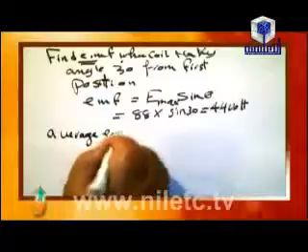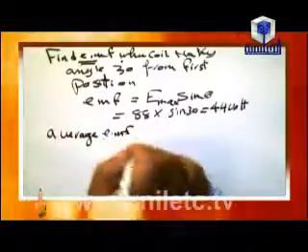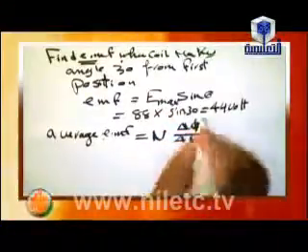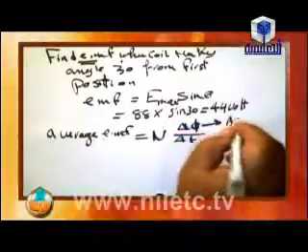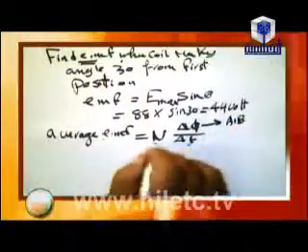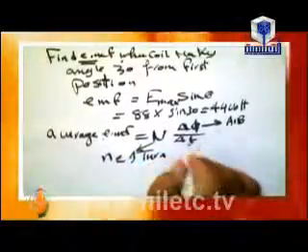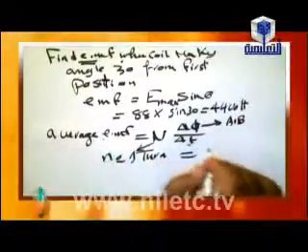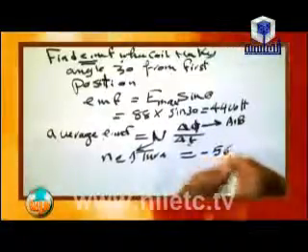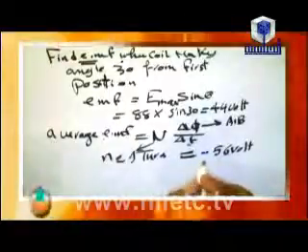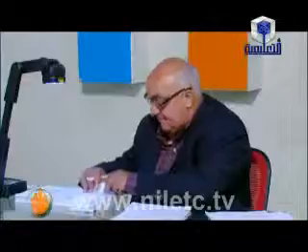And if you want the average EMF, which is equal to N delta phi over delta t. We know that phi is equal to A times B, and the time, and we have the number of turns. We can calculate the average EMF, which is equal to minus 56 volt. The negative sign denotes Lenz's rule.